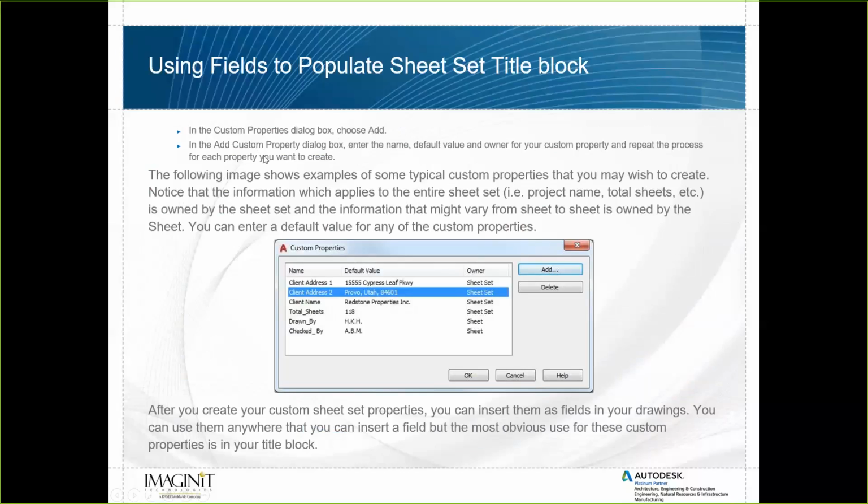And so in the custom properties dialog box, we click the add button. In the add custom property box, we enter the name, the default value, owner, things like that. And the following image shows some typical custom properties you may wish to create. Notice that the information which applies to the entire sheet set, and we'll say sheet sets here, or you may have it only apply to individual sheets right here. And after you create your custom sheet set properties, you can insert them as fields into your drawings. You can use them anywhere that you can insert a field, but the most obvious reason for these is your title block.